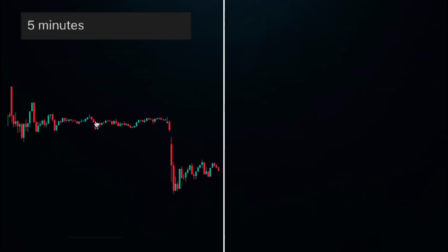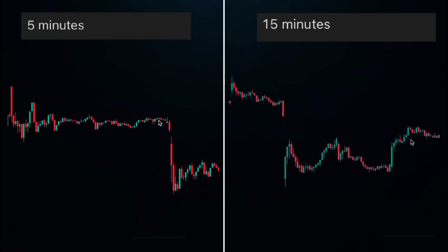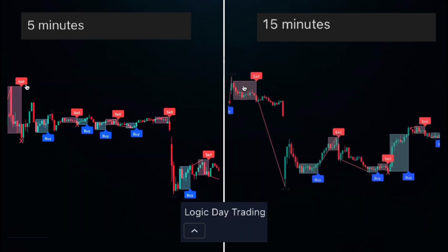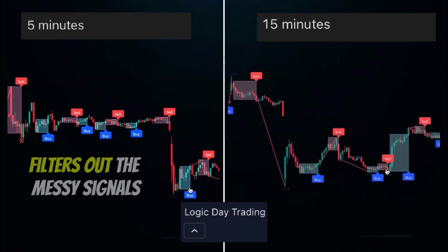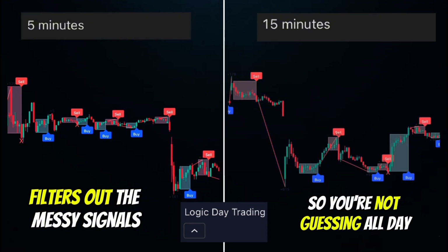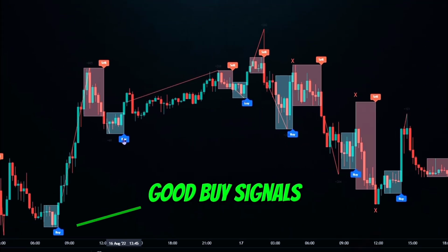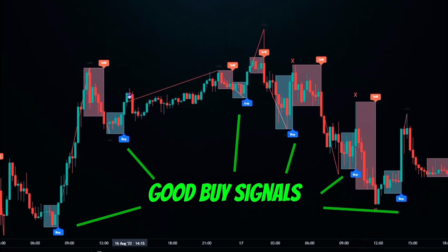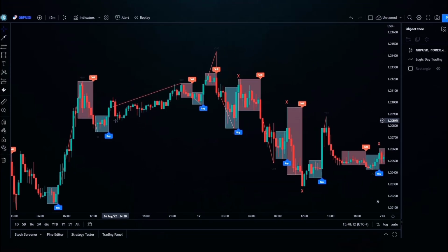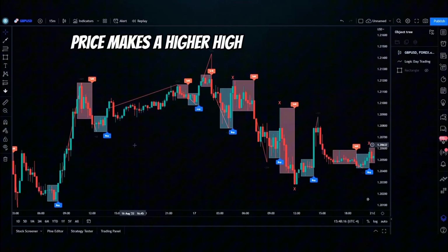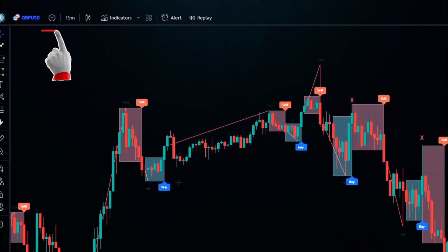First up, scalping on lower time frames. When you're trading the 5-minute or 15-minute charts, you need speed but also precision. And that's where Logic Day Trading helps a lot. It filters out the messy signals so you're not guessing all day. Now check this out. We get a buy signal that still works out on this 15-minute chart. Price breaks above the demand zone, so the move is confirmed. And then it pushes up and makes a higher high. That's why I love it for scalping. You can use it to capture small price movements on the 15-minute chart.